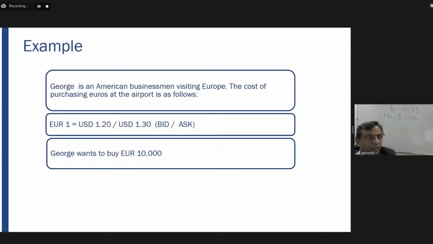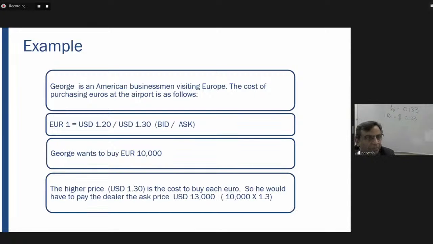So here, this is an American businessman who is going to Europe, and he sees this rate at the airport, that €1, because he needs euros, because he's going to Europe. So he'd like to find out what is the price of €1 in terms of dollars, because he has dollars in his pocket. So he'd like to convert the dollars into euros, because he'll land up in Europe, and there the dollar will not be acceptable. So he has to make the payment in euros. So he goes to the bank and he says that I want 10,000 euros. So the dealer will ask for how many dollars from him. Okay, the answer is pretty simple.